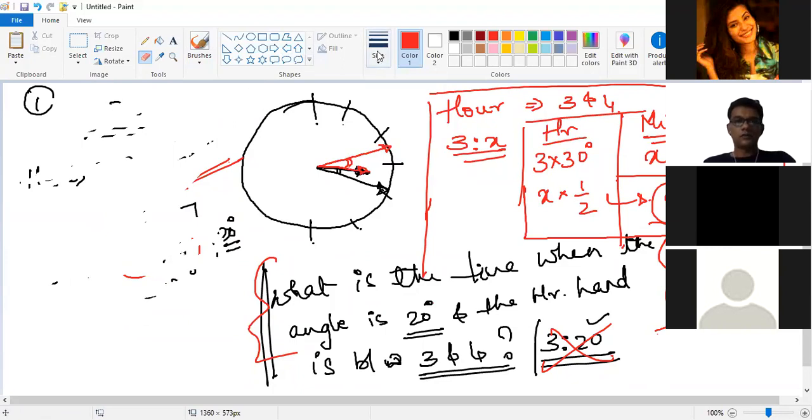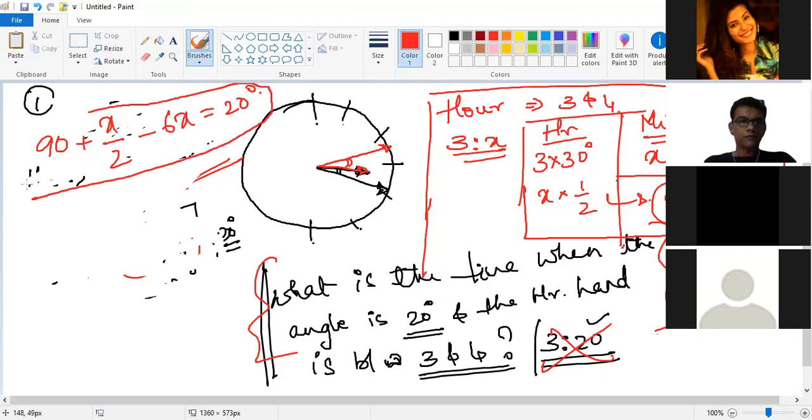Now I'm erasing the left hand side so that I can focus. Okay, now I want you guys to look into this. We say that the angle made is when I take the difference, 90 plus x by 2 minus 6x is 20 degrees. Can I write what I wrote in the left hand side as 6x minus 90 plus x by 2 equal to 20?